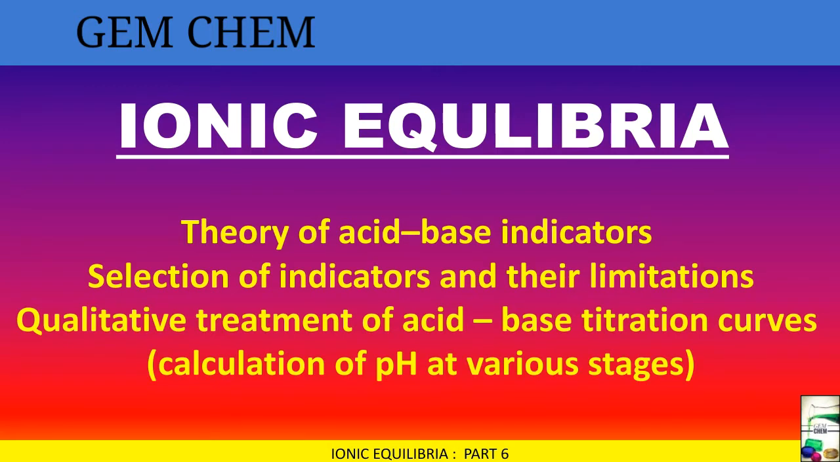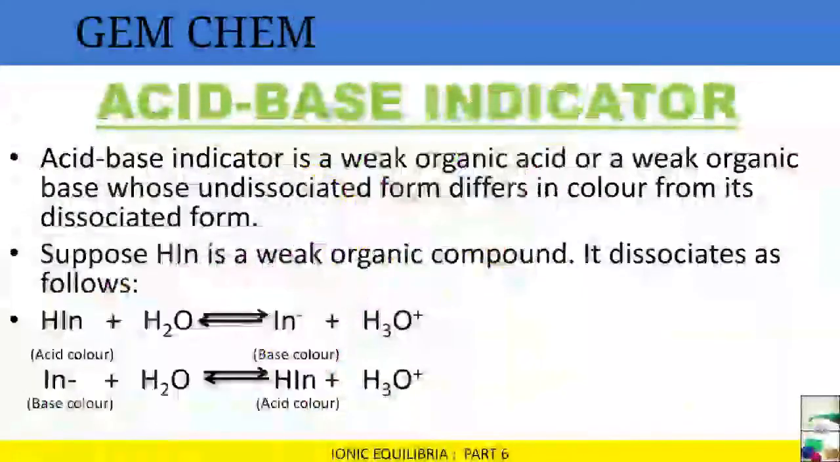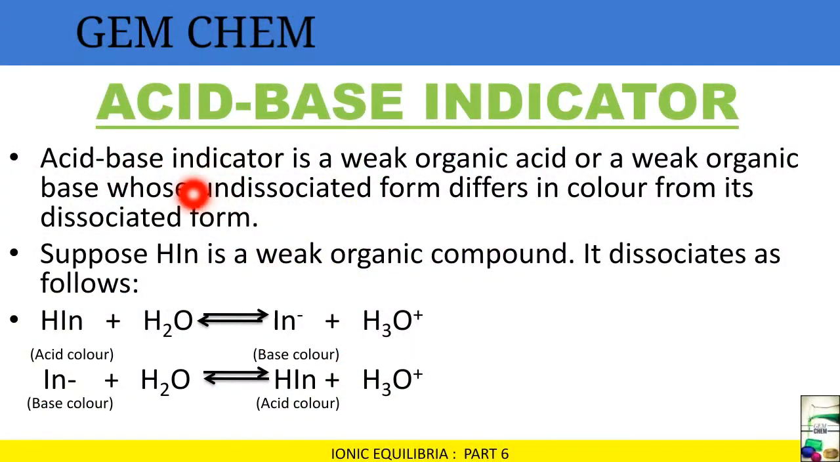Now let us start. The thing which we are going to learn in this video is acid-base indicator. Now what do we mean by acid-base indicator? It is a weak organic acid or a weak organic base which, when undissociated, has a color that differs from the dissociated form. Now suppose HIN is considered to be a weak organic compound.